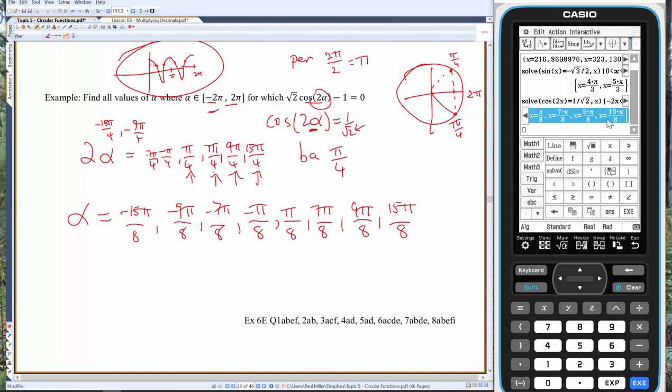So I implore you as you're doing the work here from 6E, please use your calculator to check your work. I think it's a much better thing to do than using the back of the book. Get used to using your calculator and get quick at typing these things in, because they can be really slow to type in. I find them really slow at doing them.